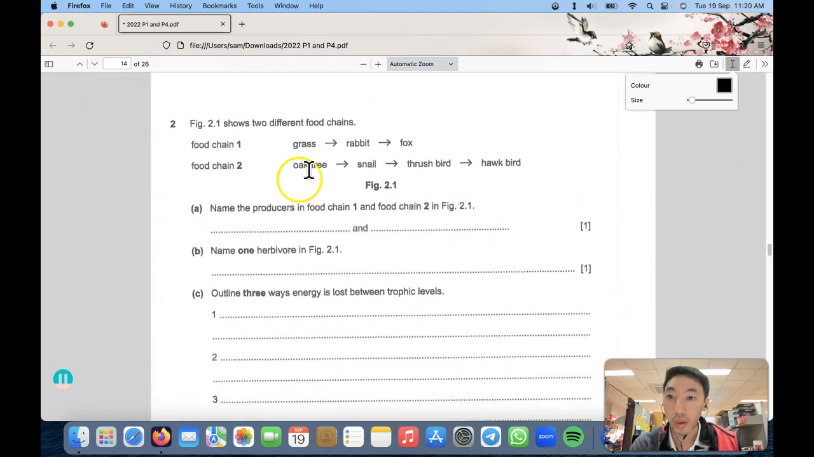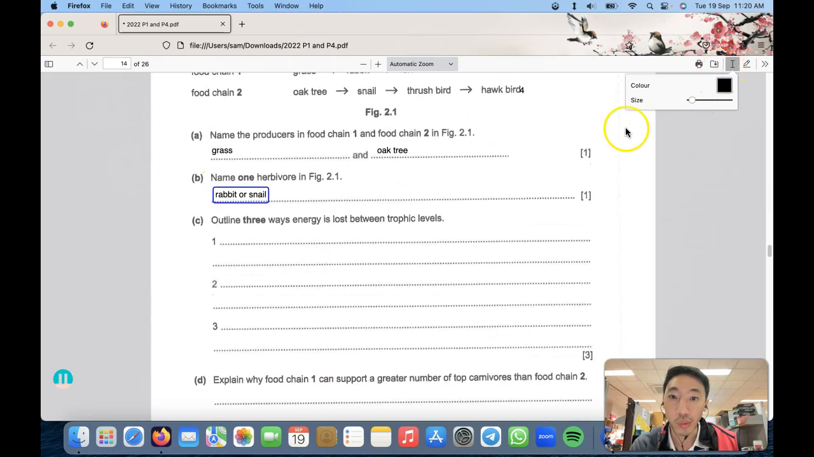Question 2. Figure 2.2 shows 2 different food chains. Food chain 1 is grass, rabbit, fox. So here we have 3 trophic levels. Food chain 2 is oak tree, snail, thrush bird, and hawk bird. There are 4 trophic levels. Name the producers. Producers are those that are able to produce their own food. So it's the grass and the oak tree, the plants. A herbivore will be either the rabbit or the snail.